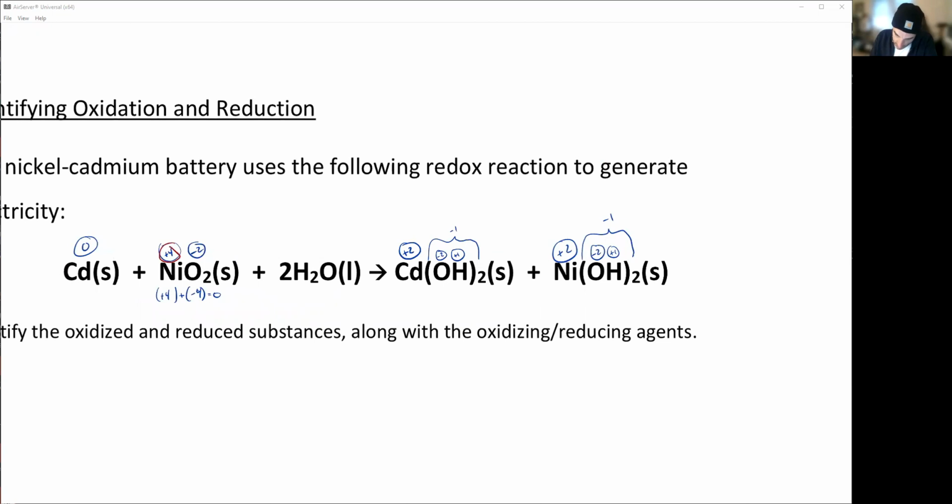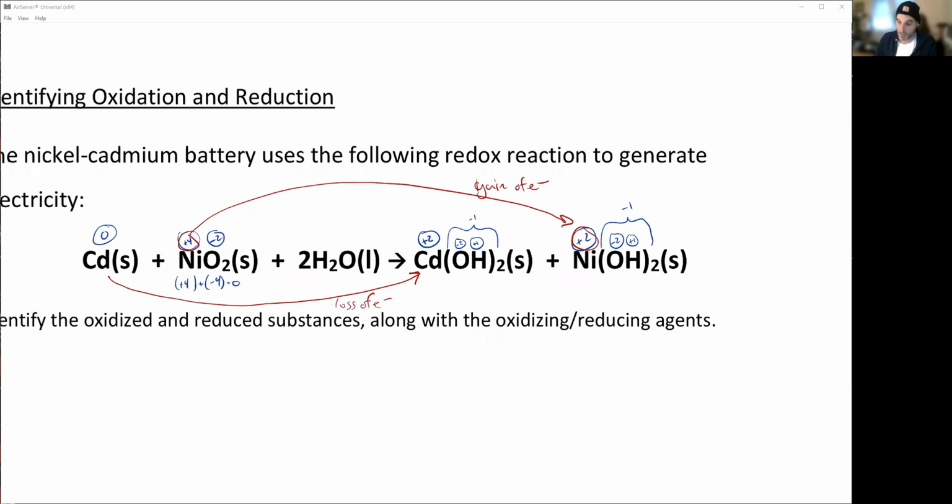We're going from +4 to +2. So we have a reduction there because it's reducing in its oxidation state, and this is the gain of electrons. So we can deal with the number later. And cadmium, going from 0 to +2, this is the loss of electrons. So we have a change in the total number of electrons.